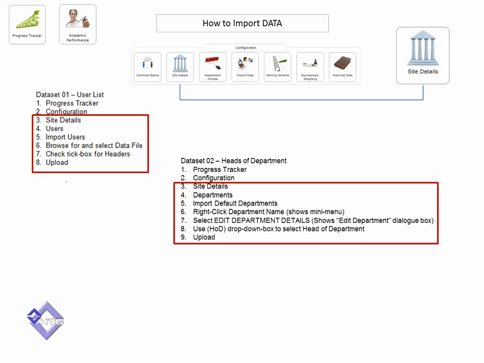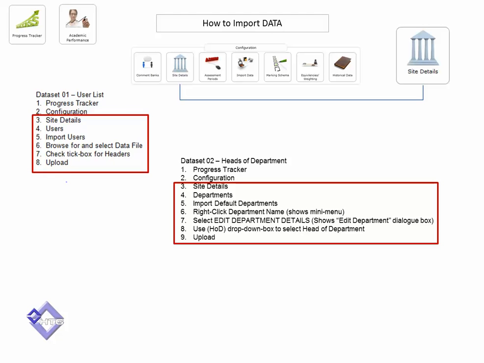To the right of the Users button, there's a tab that says Departments. Click that, and also click the button at the bottom of that page that says Import Default Departments. Now that will import a table of department names that we've already created as a starting point, but you'll need to allocate the department head. So right click a department name. That will present a mini menu. From that mini menu select the option that says Edit Department Details, and use the drop down box to select the member of staff who you want to be head of department.